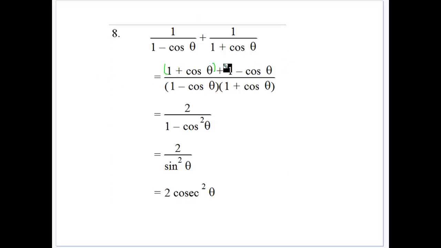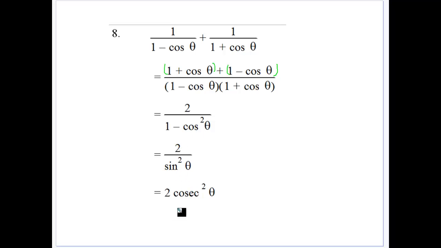And our common denominator is just 1 minus cos alpha times 1 plus cos alpha, which is the difference of two squares, which makes it nice because that gives us 1 minus cos squared alpha on the bottom. The 1 plus 1 gives us 2, cos theta minus cos theta cancels, and that gives us 2 on sine squared theta, because 1 minus cos squared alpha is equal to sine squared alpha. So we got that manipulation from one of the previous questions.